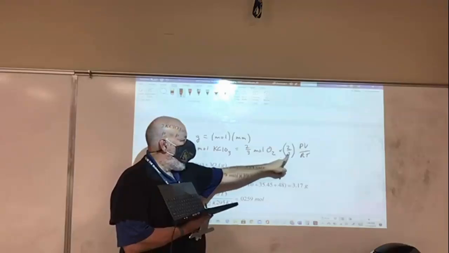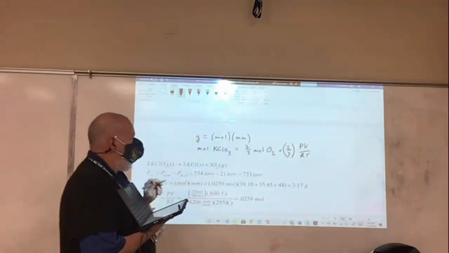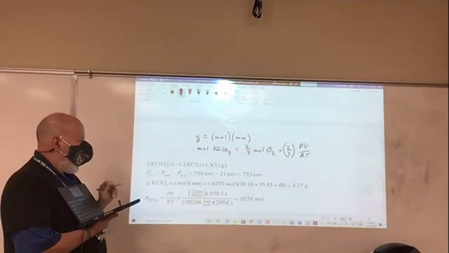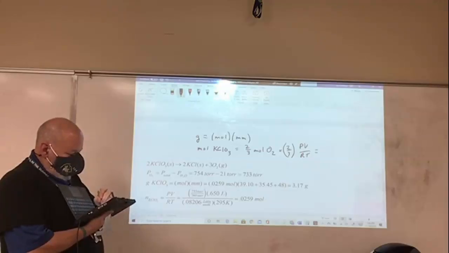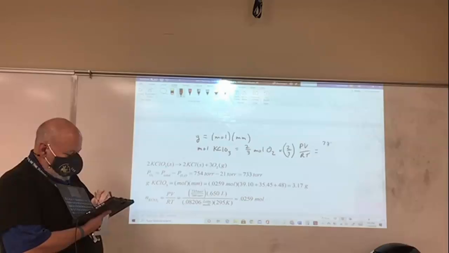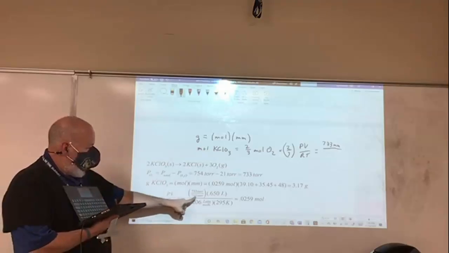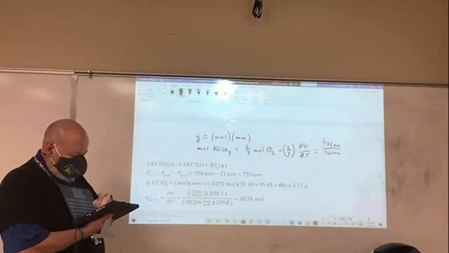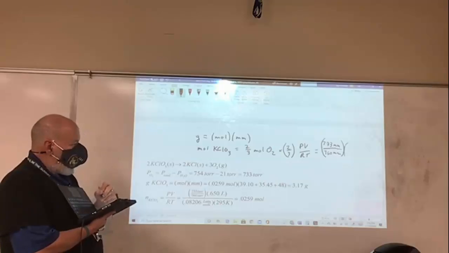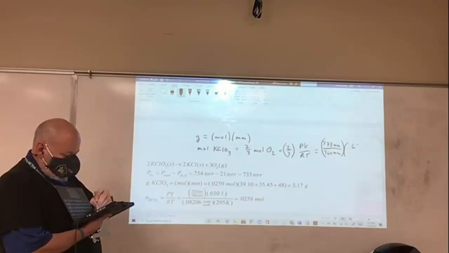So I can find the number of moles of oxygen by equating the number of moles of oxygen to PV over RT. And so that pressure we said was 733 torr, but for this to work, I need atmospheres, right? So I have to divide 733 by 760 to convert that to atmospheres. Okay, and the volume we were told was 0.650 liters.